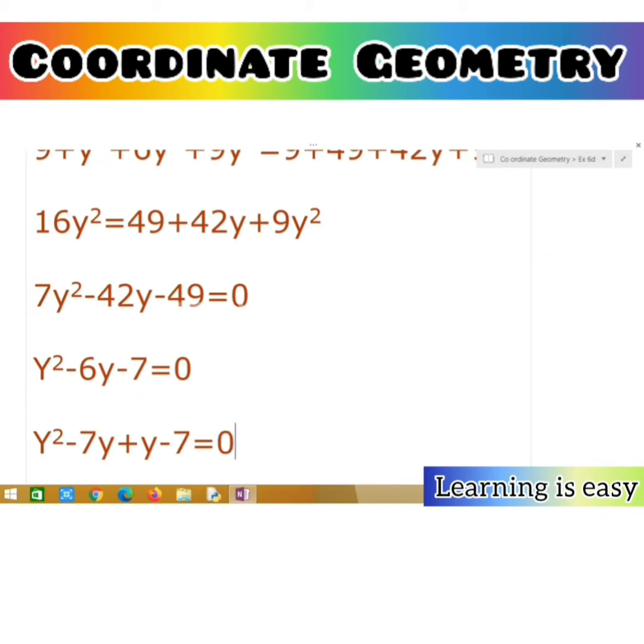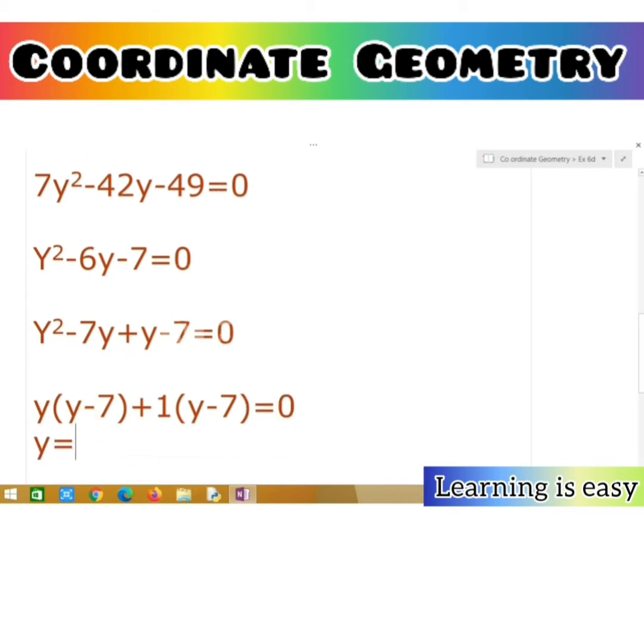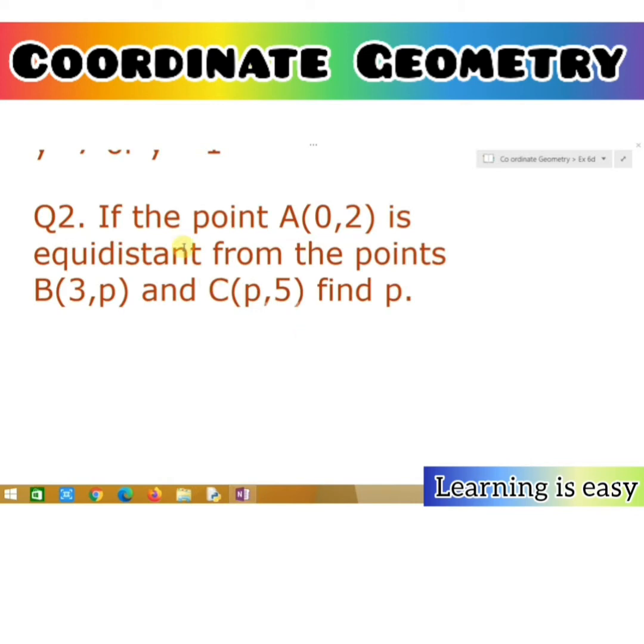So accordingly, we can rewrite it. Y into y minus 7 plus 1 into y minus 7 equal to 0. So y plus 1 into y minus 7 equal to 0. So y equal to 7 or y equal to minus 1. So that's the coordinate, y coordinate of A, which can be 7 or minus 1.